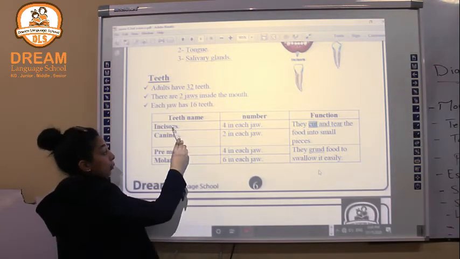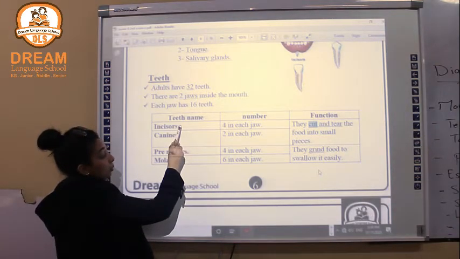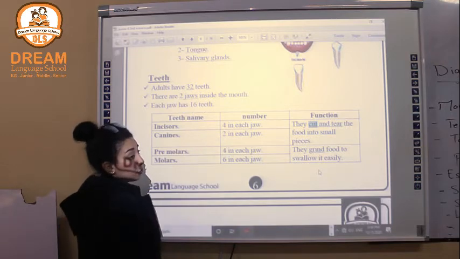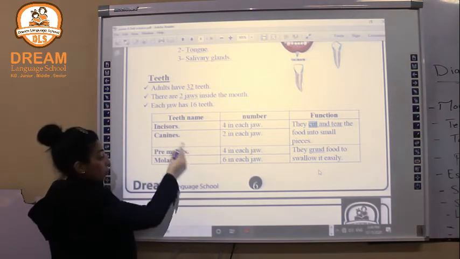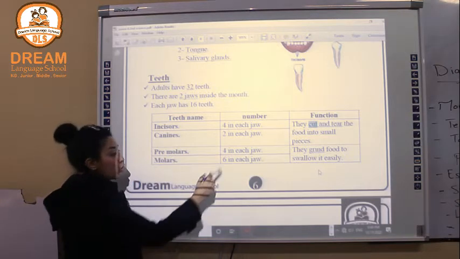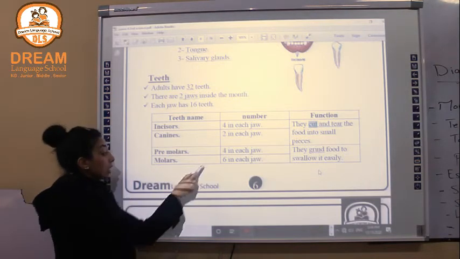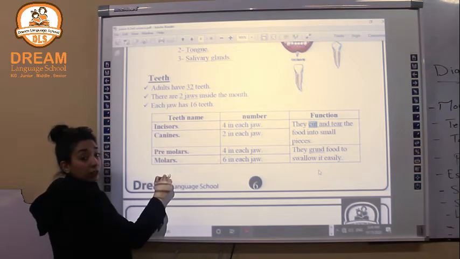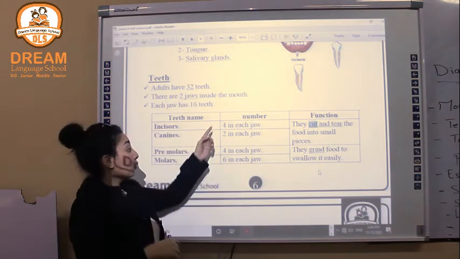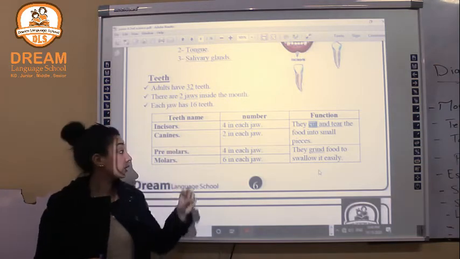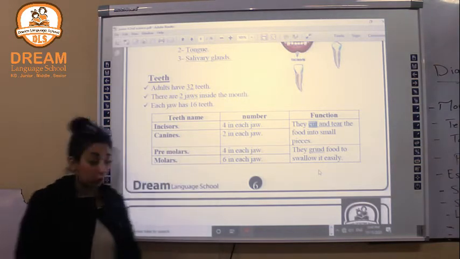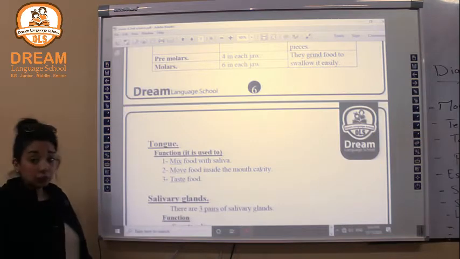If the exam asks how many incisors we have, we have 4. How many canines? We have 2. How many molars? We have 10, because we add 4 plus 6. So when it asks about premolars and molars together, we have 10. So we have 4 incisors, 2 canines, and 10 molars. We have now finished the teeth.